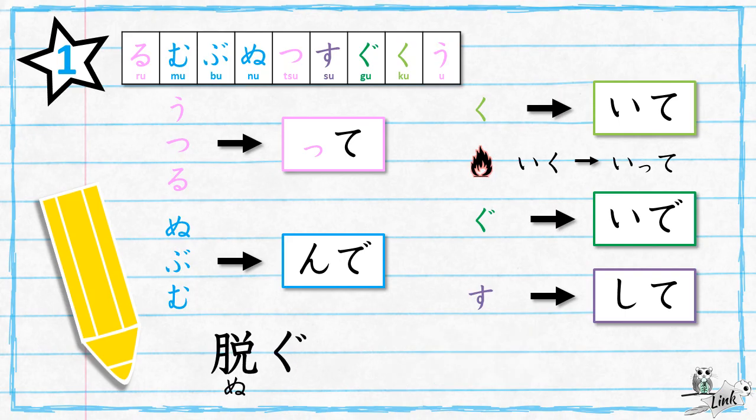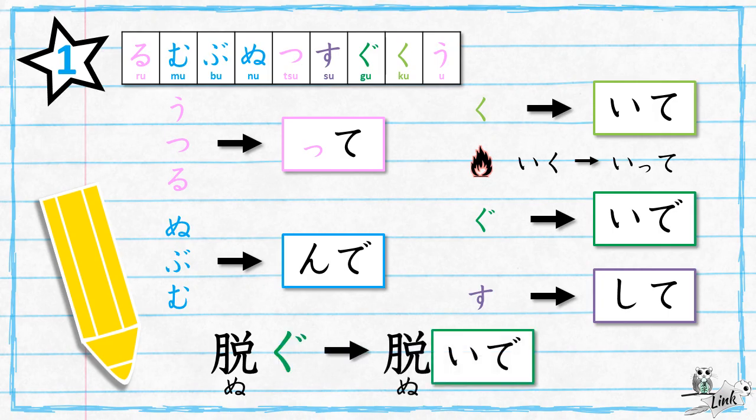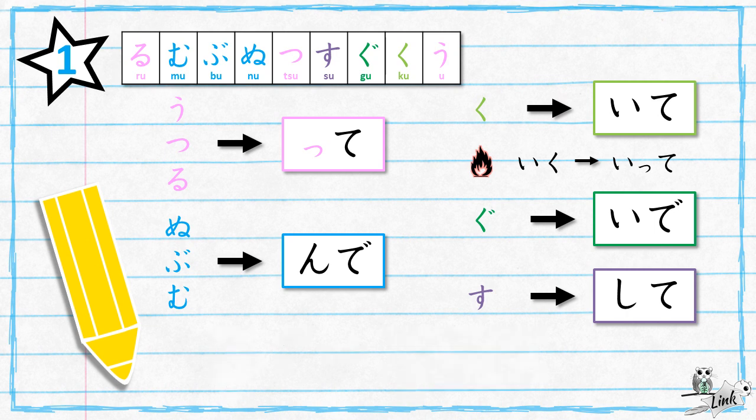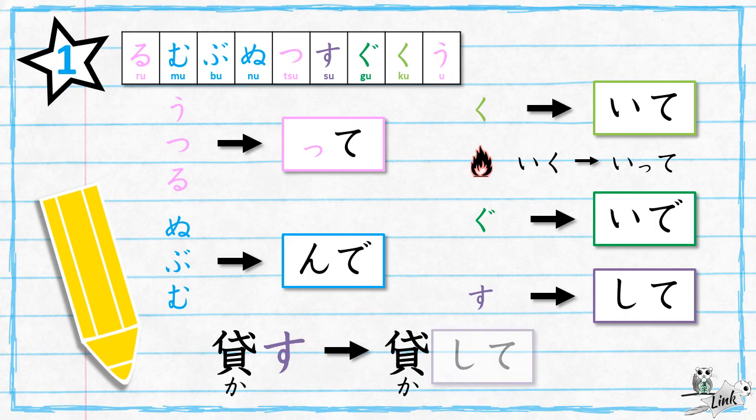Nugu, to take off, clothes or shoes. The final gu is replaced with ide. Nugu becomes nuide. Kutsu o nuide, take off your shoes. Last example, kasu, to lend. So how do you say lend it to me? Replace the final su with shite. Kasu becomes kashite, lend it to me.